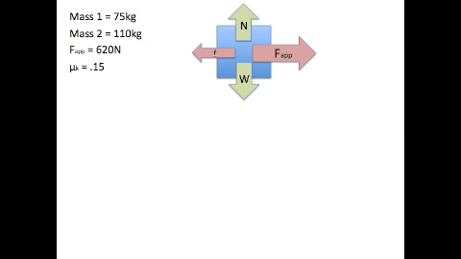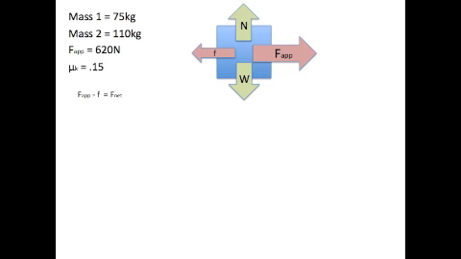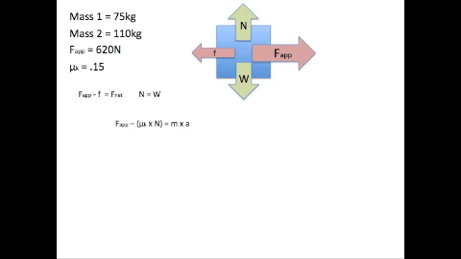So the first equation that you can make is force applied minus the frictional force equals the force net, because you know it's moving forward due to the force applied, which is 620. Then you know that weight and the normal force are equal, so N equals W. The frictional force is the coefficient of kinetic friction times the normal force. So you can just do a little plugging in.